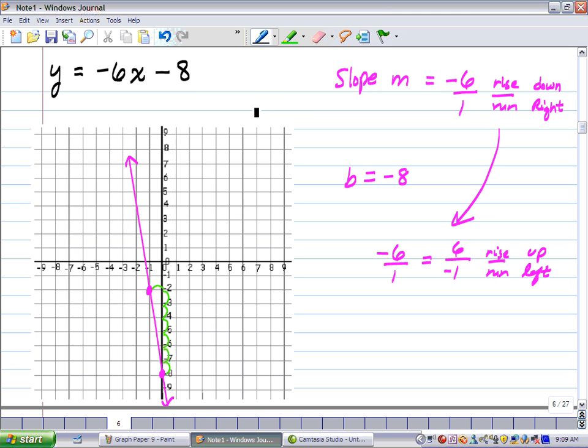Okay, in the next one we'll look at horizontal and vertical lines where only the x or y variable is present.